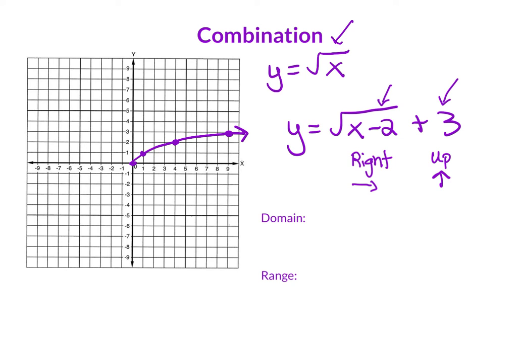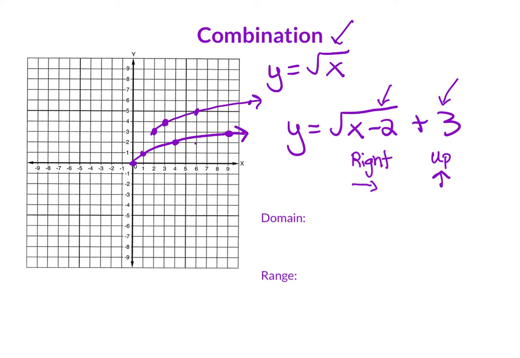So starting with 0, 0, right 2, up 3. And then with 1, 1, right 2, up 3. With 4, 2, right 2, up 3. The last one will go off the graph a little bit, but we can still get it. Right 2, up 1, 2, 3. So there we have moved both a horizontal translation and vertical.